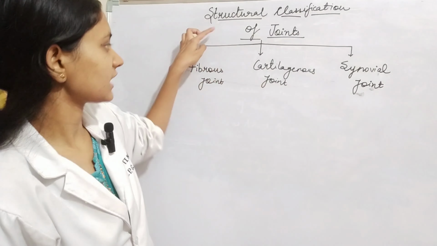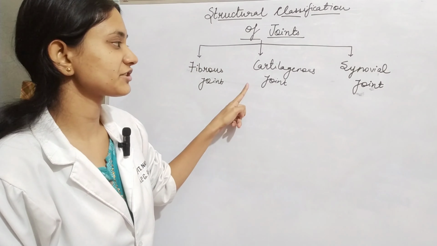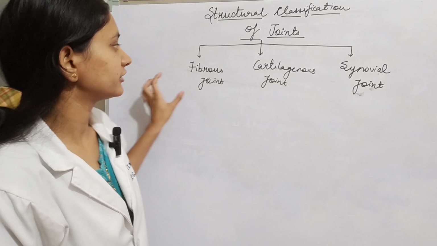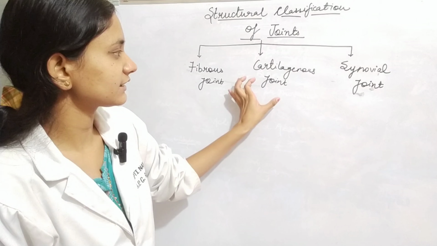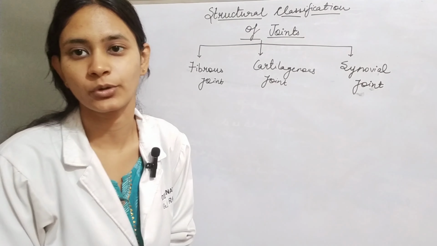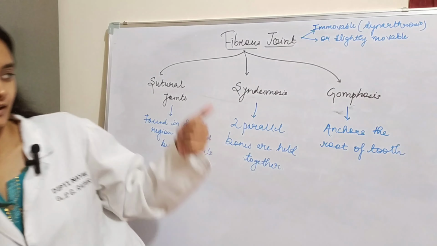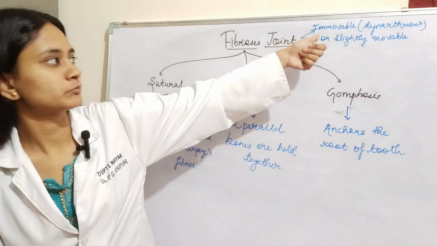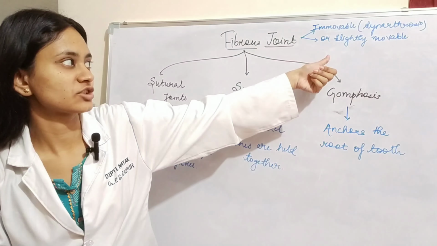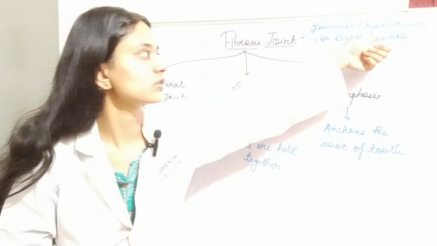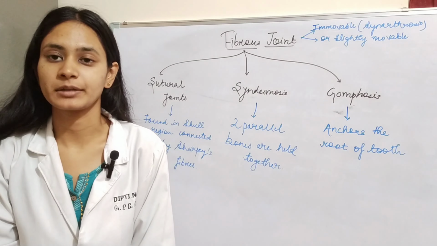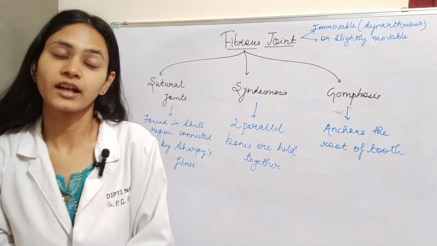It's structurally classified into fibrous joint, cartilaginous joint and synovial joint. We will study fibrous joint differently, then cartilaginous joint and then synovial joint. Now we have fibrous joint. Fibrous joint is immovable or slightly movable joint. The immovable term is also known as synarthrosis. So fibrous joint is also known as synarthrosis.